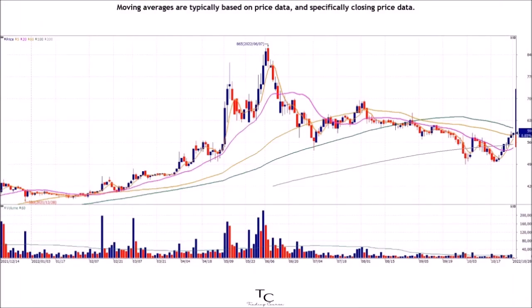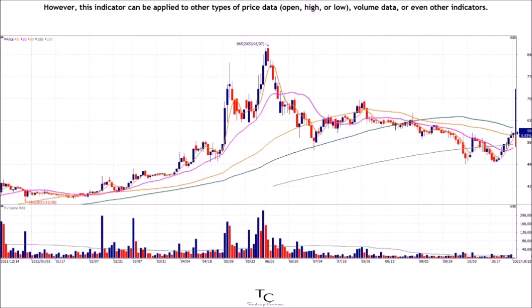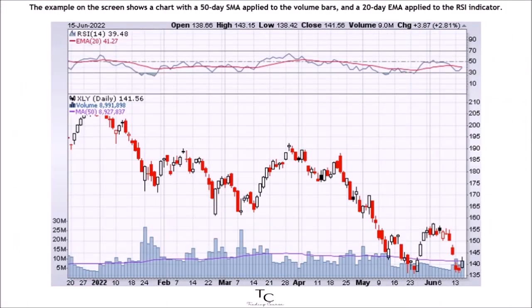Moving averages are typically based on price data, and specifically closing price data. However, this indicator can be applied to other types of price data, open, high, or low volume data, or even other indicators. The example on the screen shows a chart with a 50-day SMA applied to the volume bars, and a 20-day EMA applied to the RSI indicator.